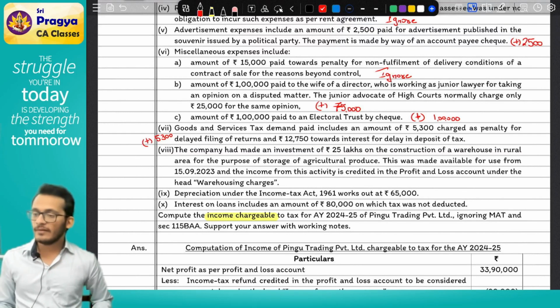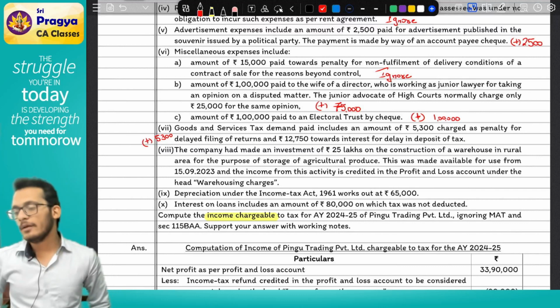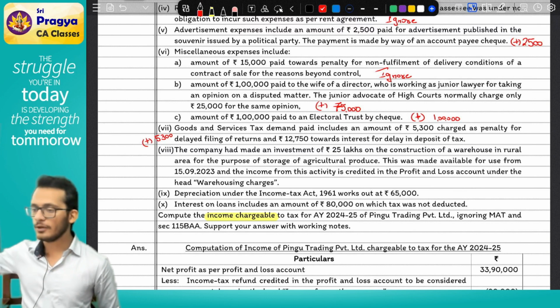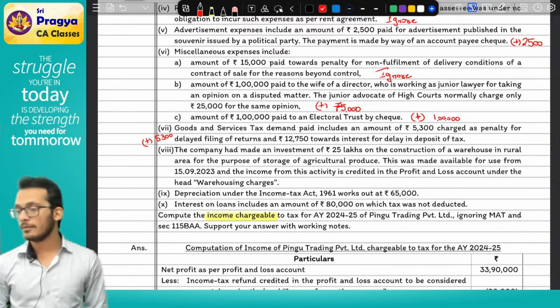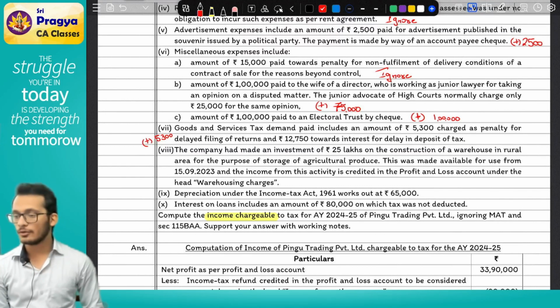If you say, Rahul, 35AD not claimed, in that case on the 25 lakhs, you will give depreciation. If you say, Rahul, 35AD is claimed, in that case 25 lakhs will be fully allowed as deduction, and 15 lakhs will be offset with it. Yes or no? Yes. Next. Depreciation under the Income Tax Act works out to 65,000.